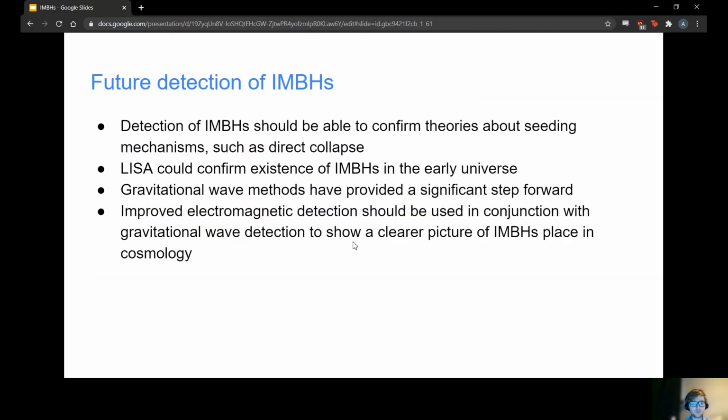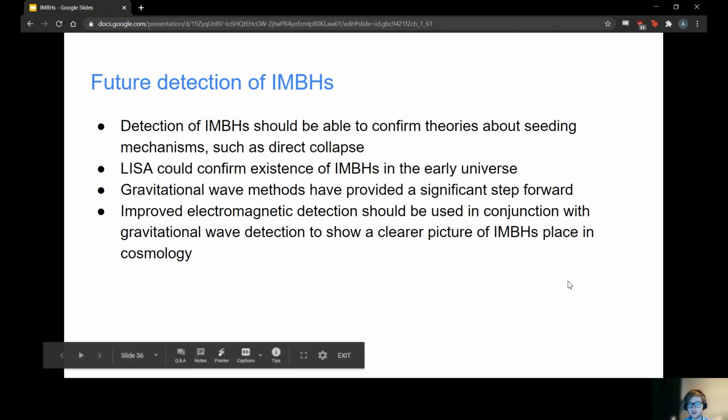This is very exciting. So in summary, for the future detection of intermediate black holes, we expect them to confirm theories about seeding mechanisms such as direct collapse. LISA is also expected to confirm the existence of intermediate mass black holes in the early universe, so it should have a longer range. And these gravitational wave methods, which have provided such a step forward with the first detection, should be used in conjunction with electromagnetic detection to show a clear picture of intermediate black holes' place in cosmology. And we believe that this is very important for the future of cosmology, as it's currently a massive gap.